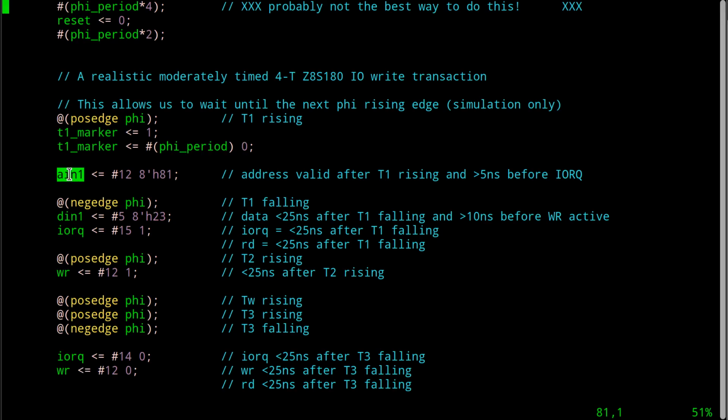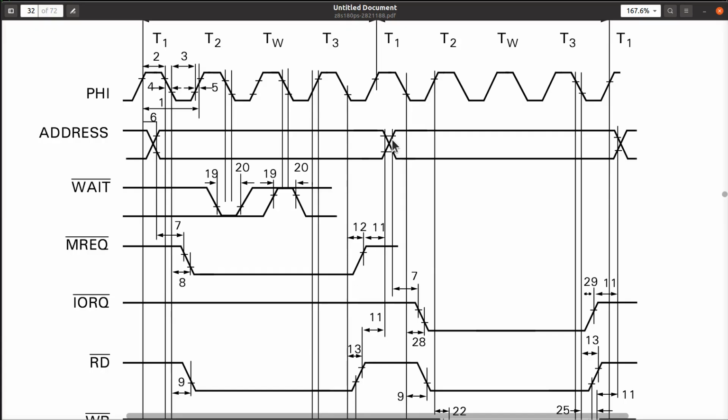Now in here I say AN1, use the same technique. 12 nanos into the future, set it to 81 in hex. Okay? Well, that's because the timing diagram said that this address can change after T1, before T2, somewhere in here, and I stuck it in the middle of T1. Nominally, that's really when it's going to happen anyway.